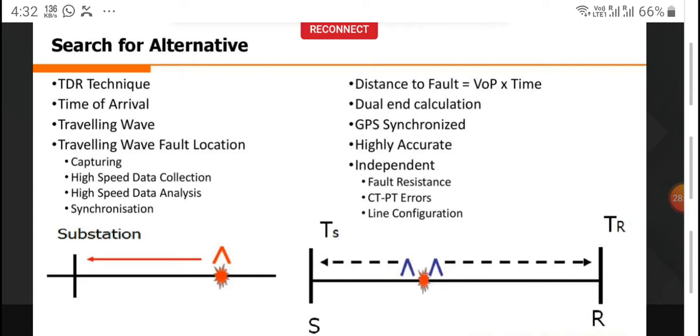These traveling waves, mostly they travel with a speed that is almost at par with the speed of light, right? That is 3 × 10⁸ meters per second. So you have to have a system that can capture a wave that is traveling at such a high speed, then analyze it too. Then the last one is synchronization. What I meant by synchronization was that you need to have a system that can calculate the time of arrival of the waves when they reach the two terminals. Like I was saying while I was taking the time of arrival.